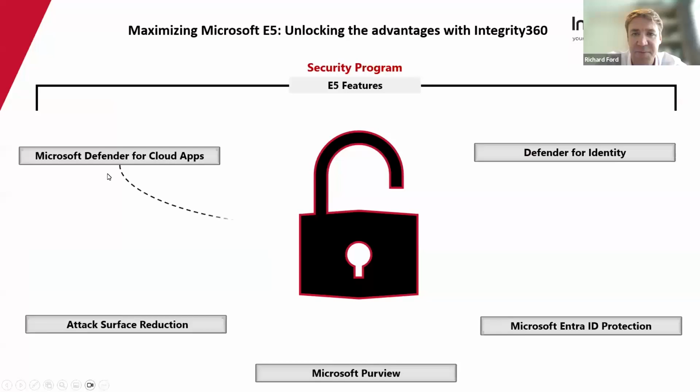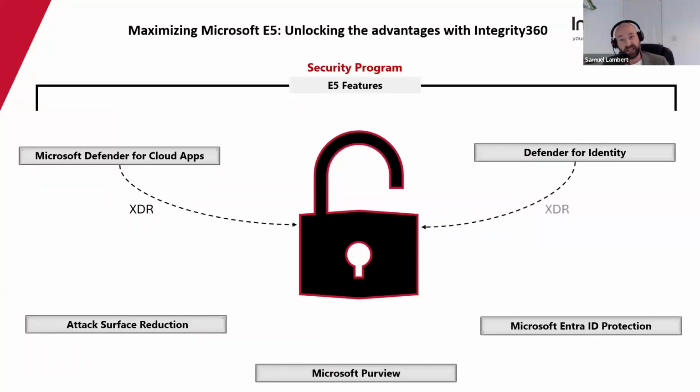Thanks, Sam. Thank you for the introduction. So today we're going to be taking a look at how to bolster your security program by maximizing your E5 investment. So I'll begin by trying to nail down this term E5 because it can be somewhat ambiguous, but for the purpose of this webinar, when I refer to E5, I'm discussing the Microsoft 365 E5 license, which is all-encompassing and includes the security and compliance features.